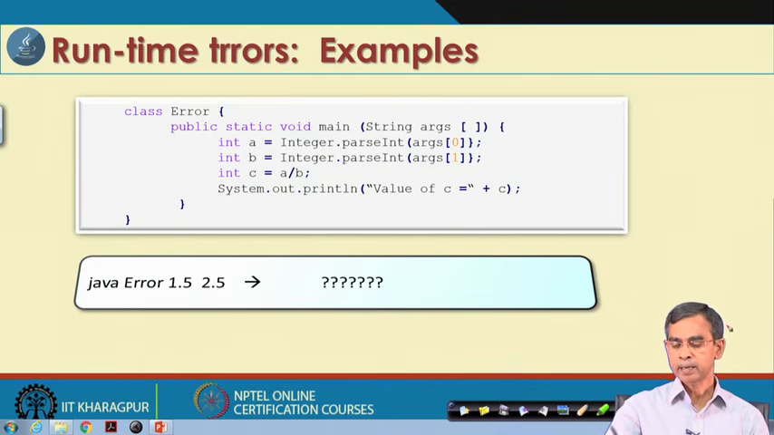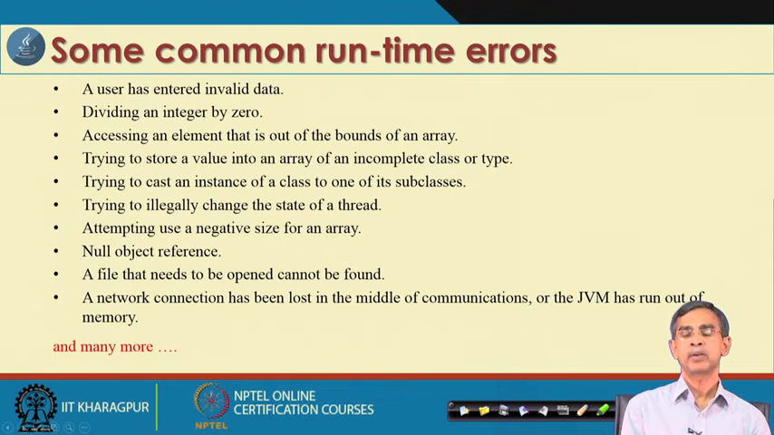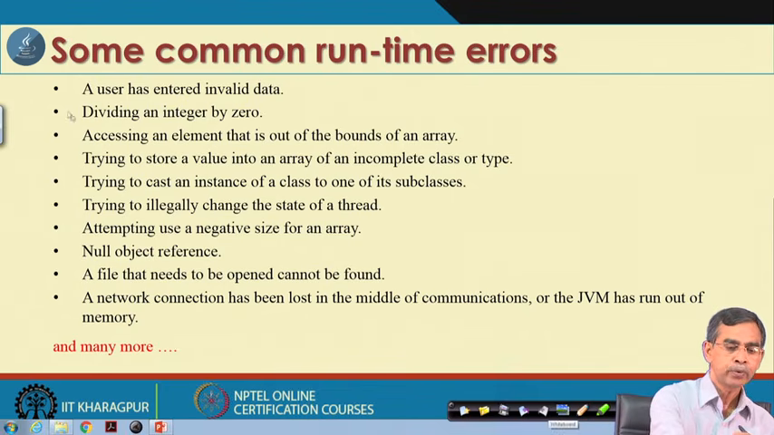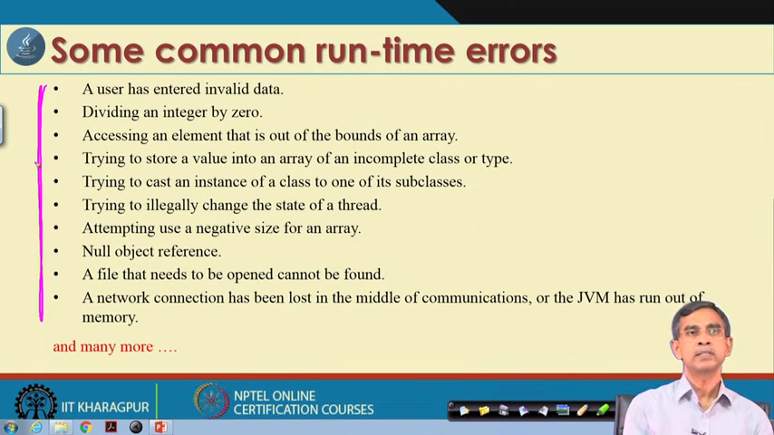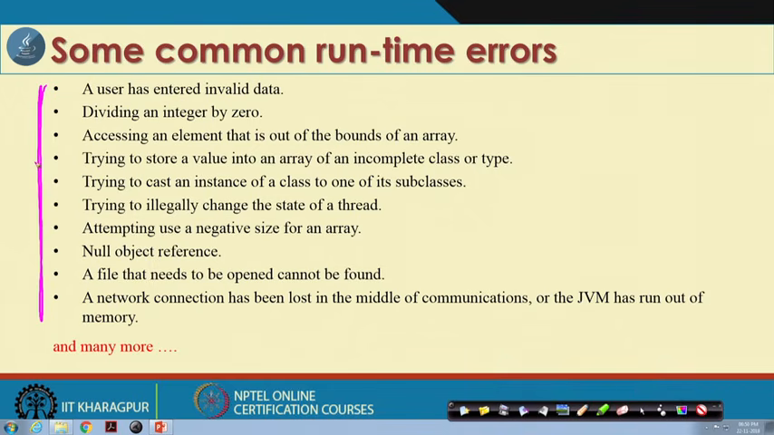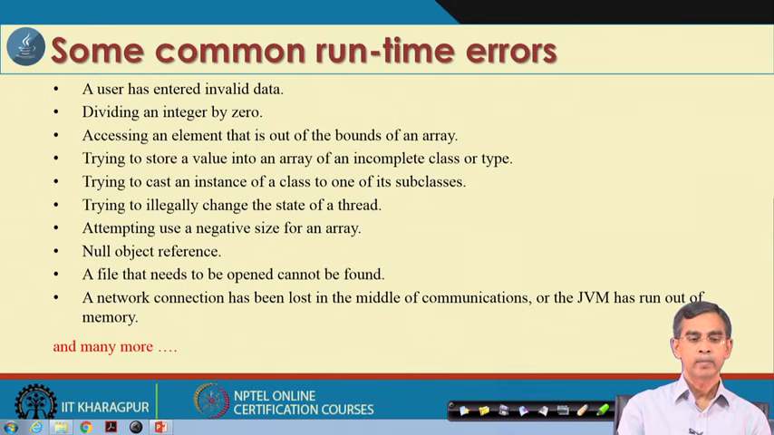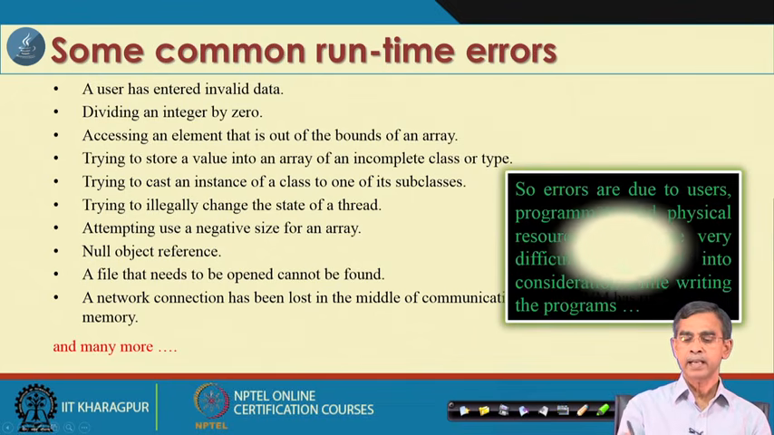Again, like compile time errors, there are many sources and many reasons why a runtime error will occur here. I have mentioned only a few important things which usually occur, and there are many more. In fact, we will discuss some errors when we discuss robust Java program writing. I have listed a few errors which are common, but many more errors are possible. So, these are basically runtime errors.